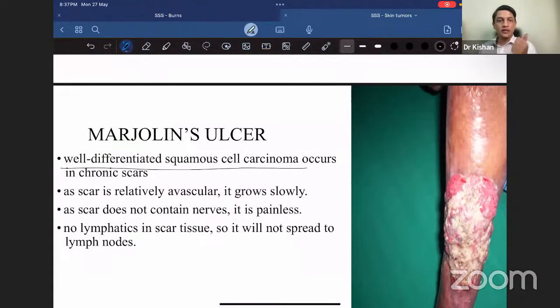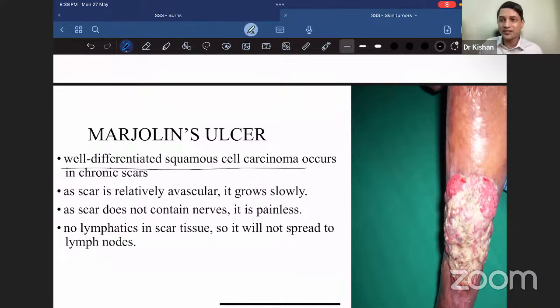Very slowly. Second thing is, the entire area is damaged, so there is no nerve supply, no nerves are there. So it's usually painless. No lymphatics in and around, so they don't spread to lymph nodes. Any normal SCC spreads by lymphatics, right? But this Marjolin's ulcer SCC doesn't spread by lymphatics or blood, no spread at all. It's a locally invasive tumor.